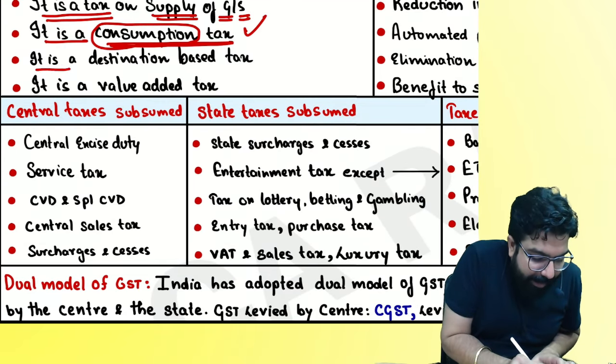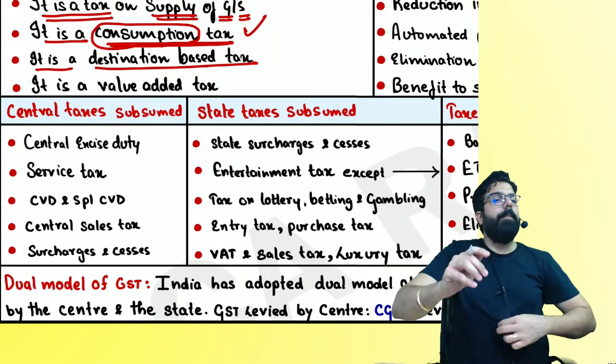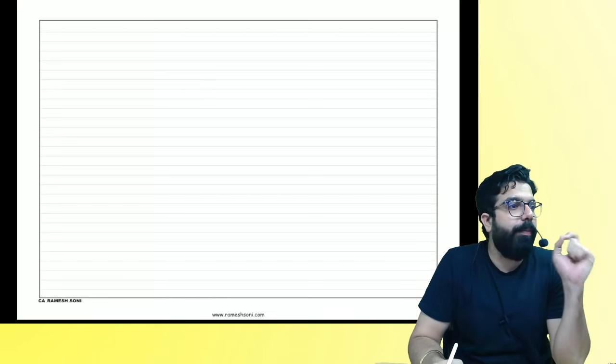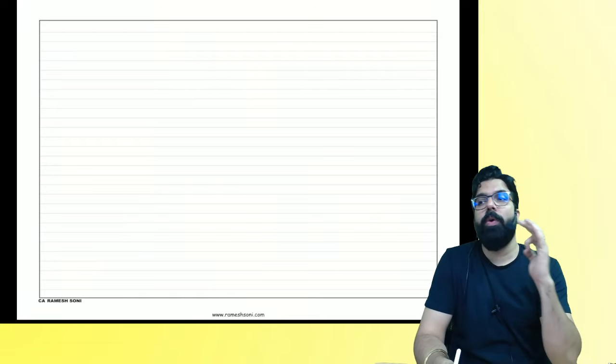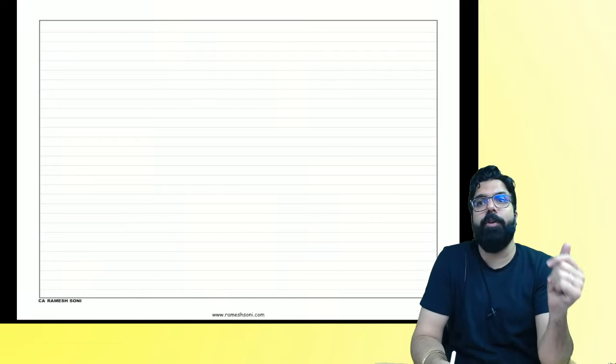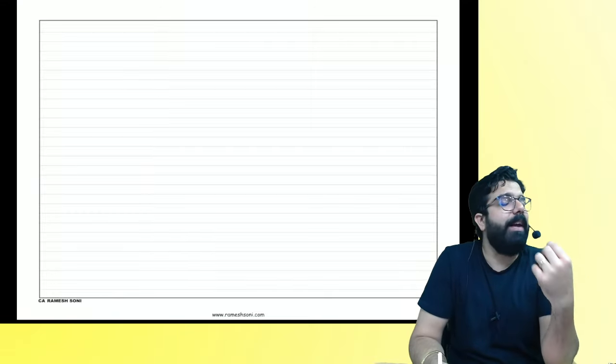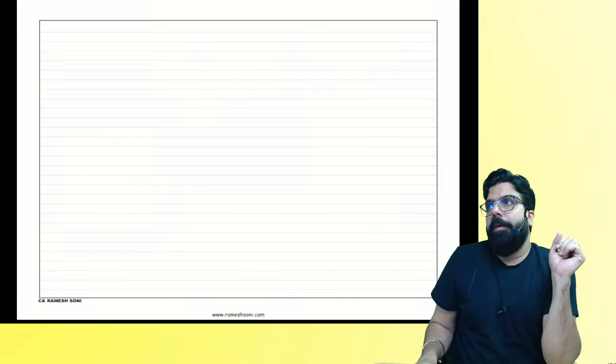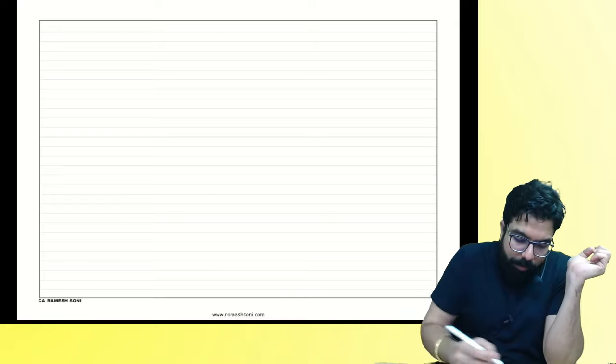The next is, it's a destination-based tax. What do you mean by destination-based tax? Everyone listen to me very carefully. There are two types of taxation. One is destination-based tax, one is origin-based tax. Very, very important concept. What is a destination-based tax and what is an origin-based tax? For example, this is India.